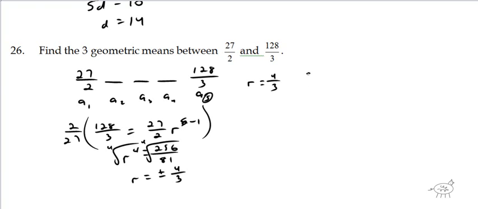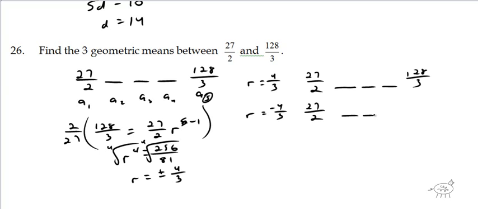Okay, so now what we're going to do is we're going to have one answer for positive 4/3, so let's put all our numbers here, 27 halves. I'm just going to put another set of blanks here, 1, 2, 3, 128/3, and then r equals negative 4/3, 27 halves, 1, 2, 3, 128/3. Okay, so again, you're just multiplying 27 halves by positive 4/3. If you do that, you get 18. And multiply again, you get 24. And multiply that, you get 32. Then if I do that one more time, I would get 128/3, just to check it.